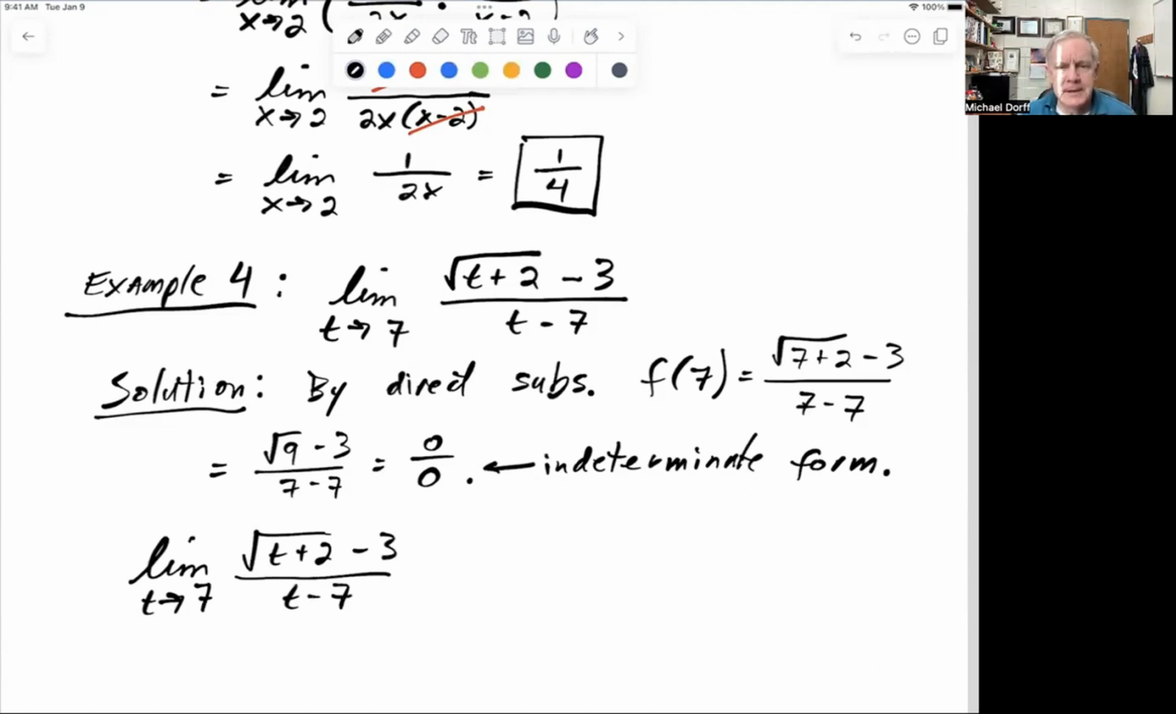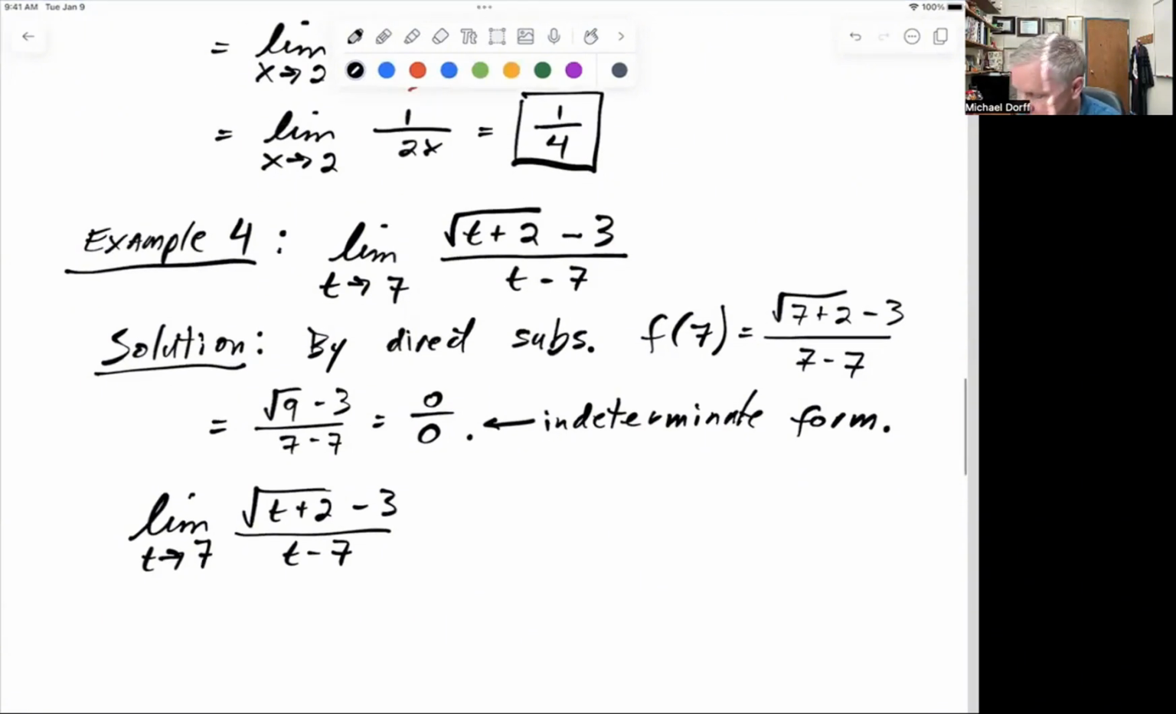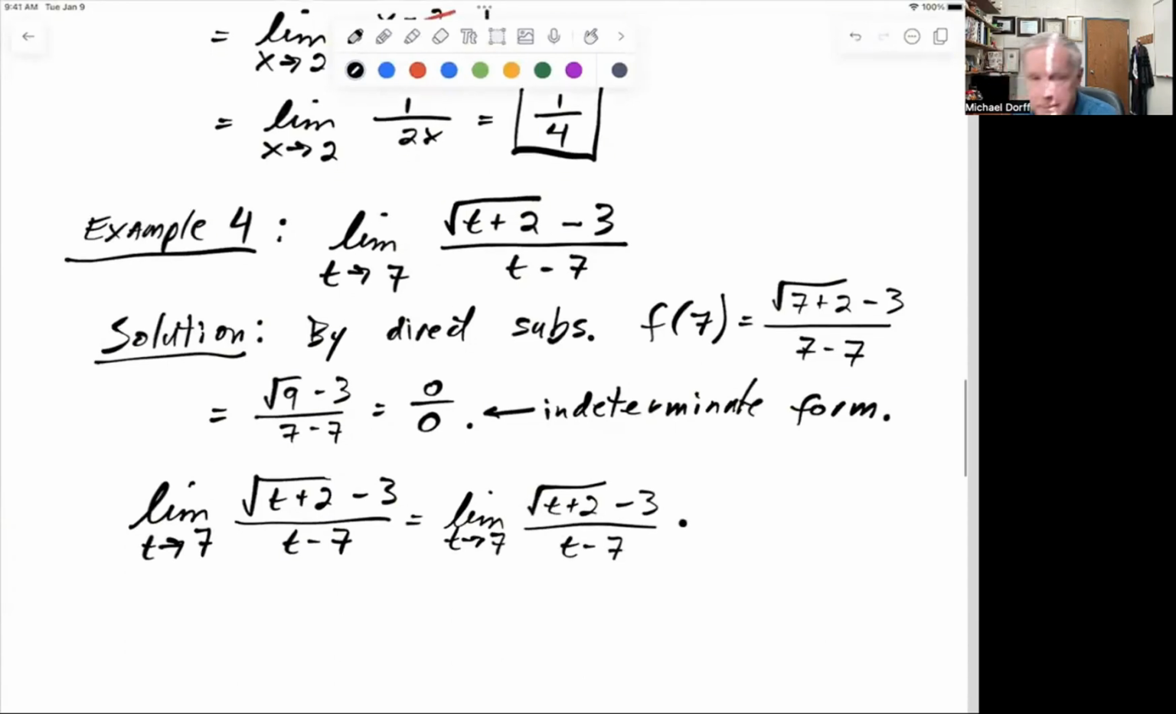So just like in the previous problem, we want to do some more work to put it in a form so that we can factor. And what is that work I need to do in order to simplify it so that I can find something to factor? Well, we're going to multiply. I've got a square root in the top. I've got two terms in the numerator here. I've got a square root minus a number 3.